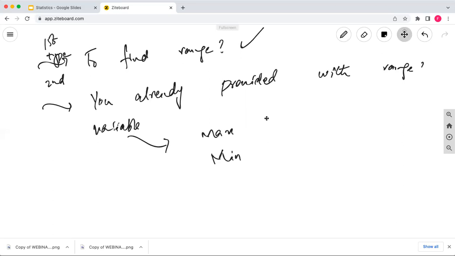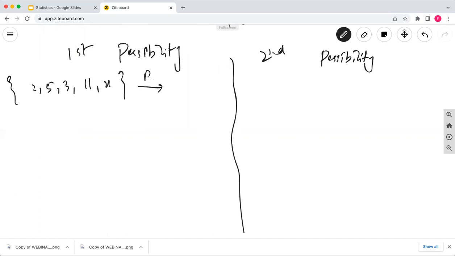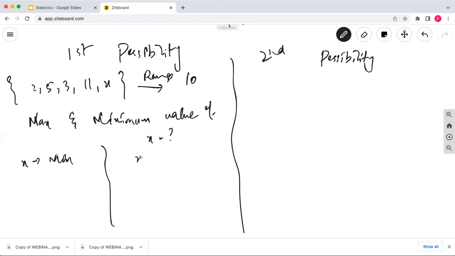Now let's see the other case, and let's see 2 possibilities. First possibility and the second possibility. In the first possibility, for example, we are given the data set 2, 5, 3, 11, and x. And we are given that the range of this data set is, for example, 10. So the question is, what is the maximum and minimum value of x? Right. So first of all, we need to consider two scenarios in the first possibility, whether x is the minimum or whether x is the maximum.